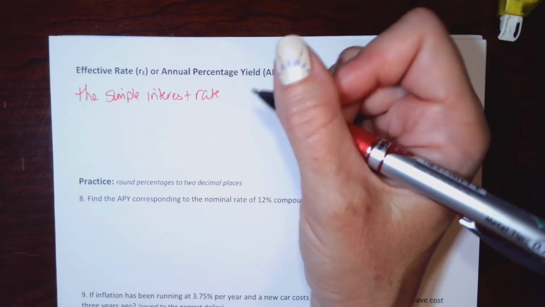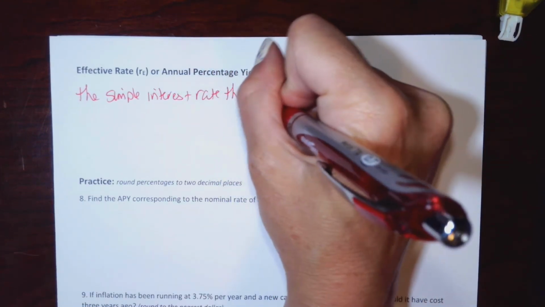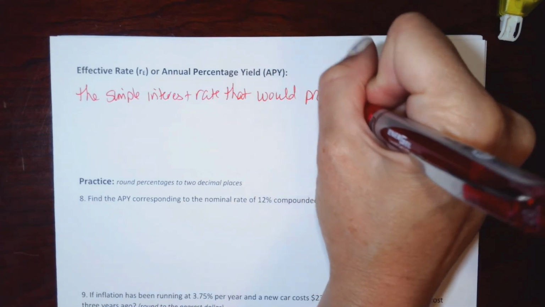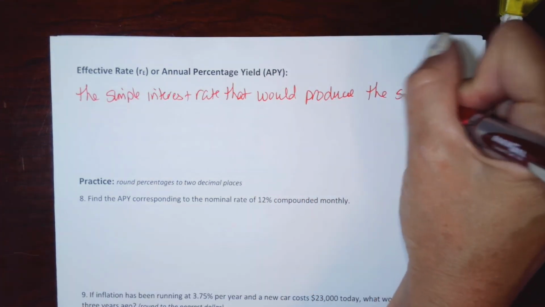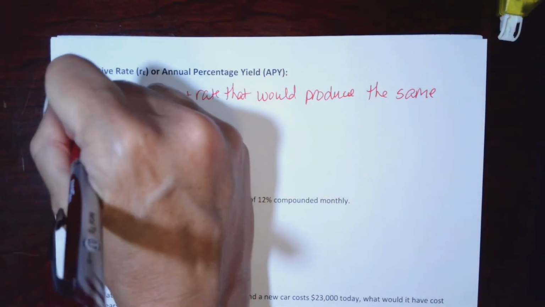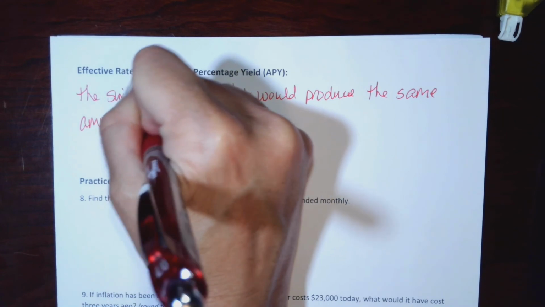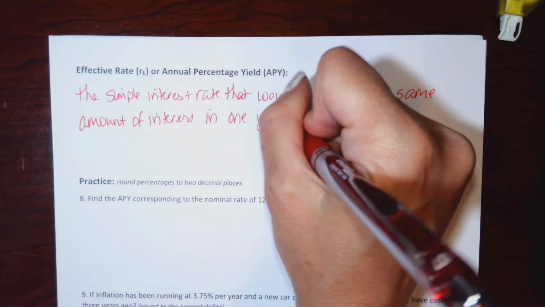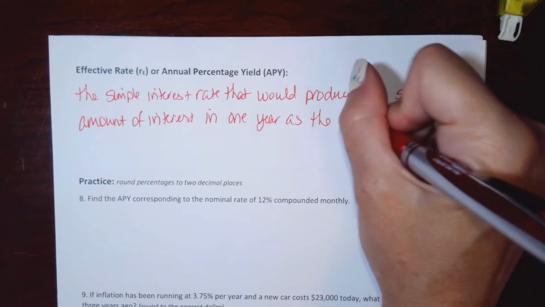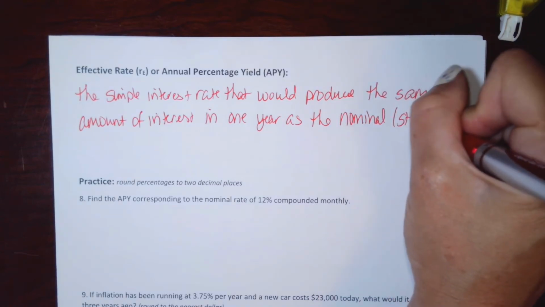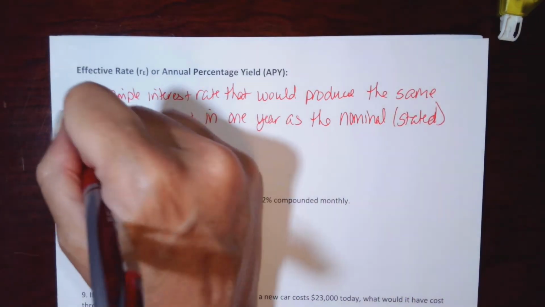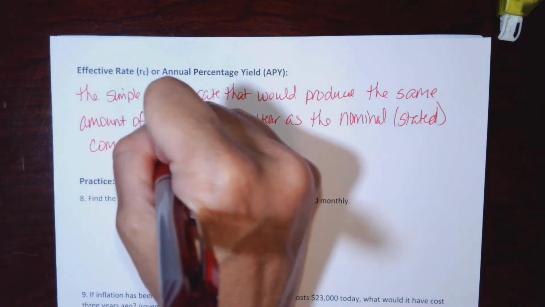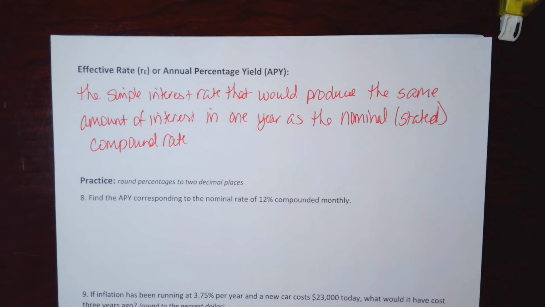So the simple interest rate that would produce the same amount of interest in 1 year as the nominal or stated compound rate. That's my effective rate, or annual percentage yield. What would be the simple interest rate that would produce about the same results in a year?